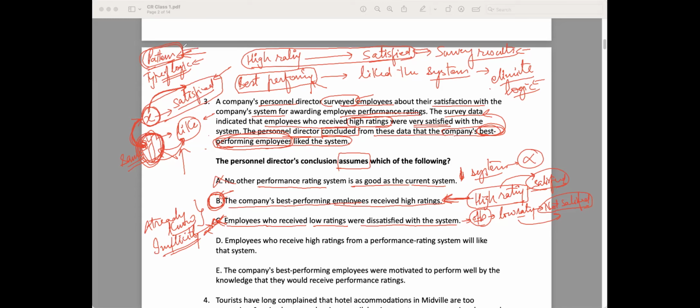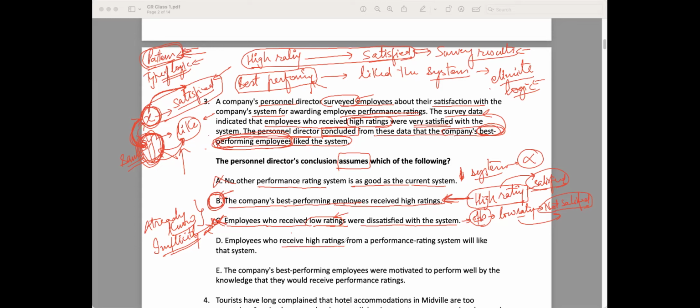Again, we have already seen with the pattern, we have to link two categories of people, that they are the same. Actually, these are not two different categories, which is not happening in C. C is silent on people who are best performing. That's it. It's talking about high ratings and low ratings. It doesn't talk about which set of people are best performing or not. That's out.